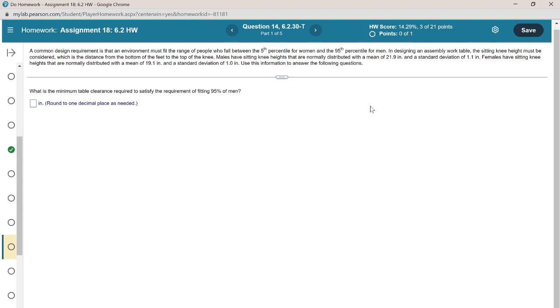So here we have given two sets of data. From the first set, which is for the men, the mean is 21.9, standard deviation is 1.1, and for the second set, that's the data for females, the mean is 19.1 and standard deviation is 1.0. In our case, we need to find out the minimum table clearance required to satisfy the requirement of fitting 95% of men. Remember, 95% of the data should be less than the value you are picking for the men. So how do you do that?